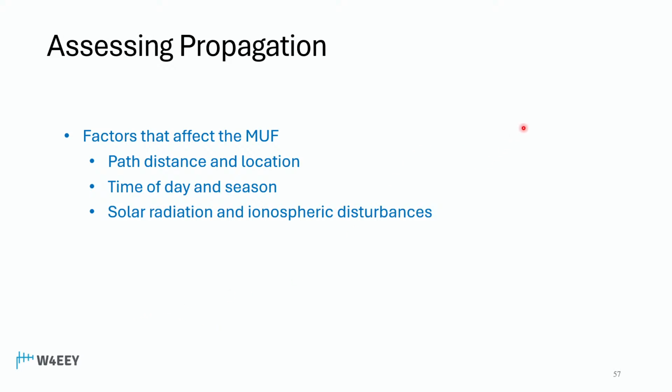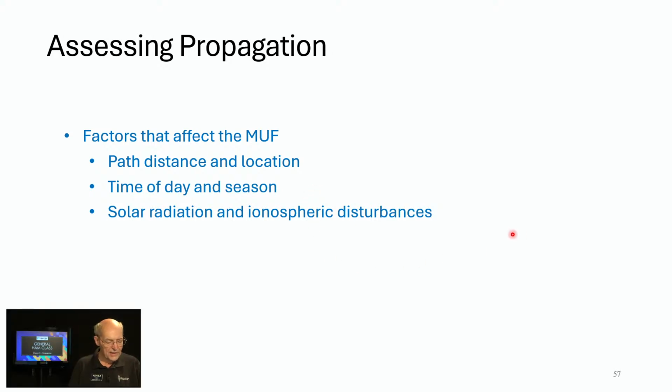Now, there's a number of factors that can affect the MUF, and I think this is in all of these coming our way. Path, distance, and location. Time of day and season. Solar radiation and ionospheric disturbances. All of these can cause the maximum usable frequency to be different.